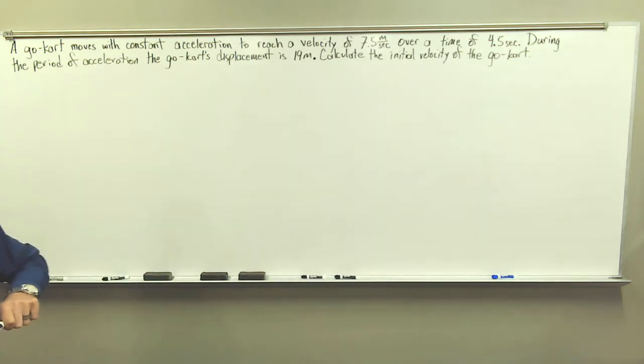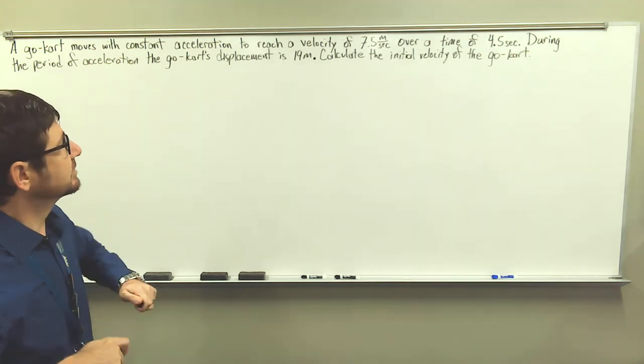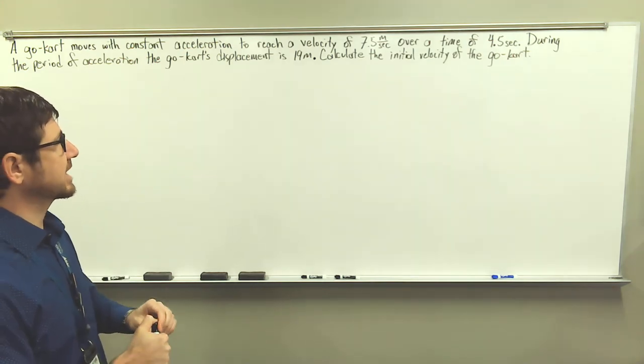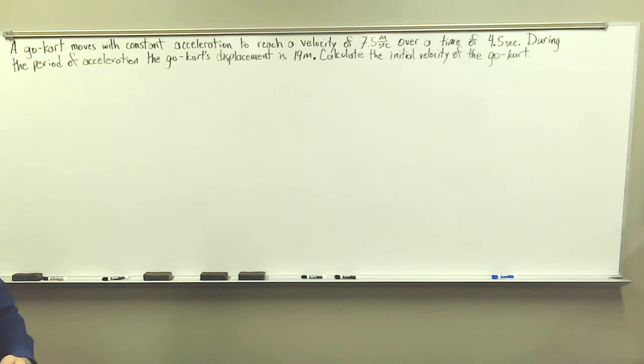A go-kart moves with a constant acceleration to reach a velocity of 7.5 meters per second over a time of 4.5 seconds. During the period of acceleration, the go-kart's displacement is 19 meters. Calculate the initial velocity of the go-kart.